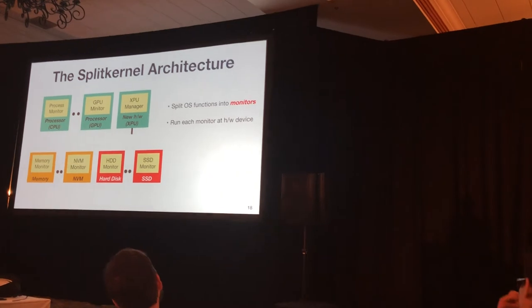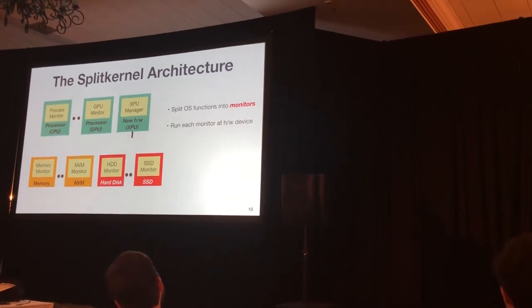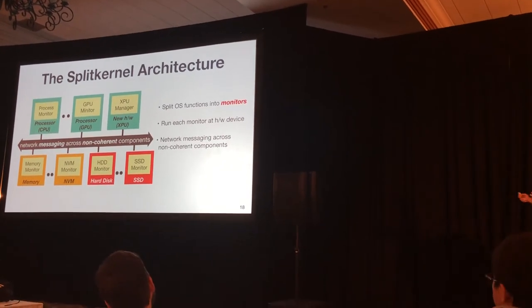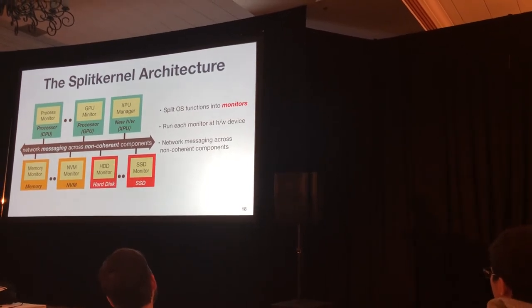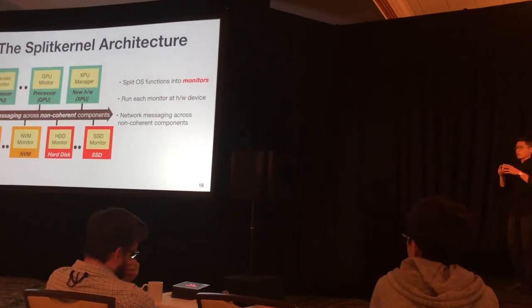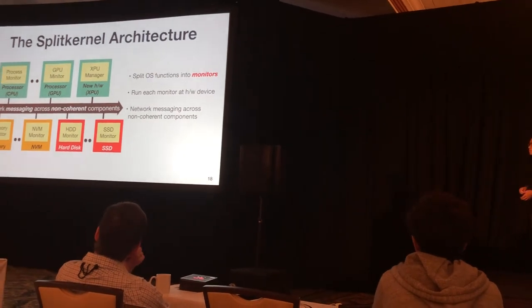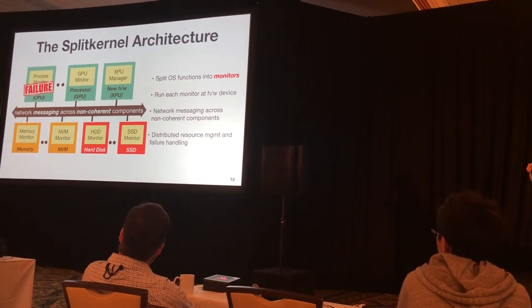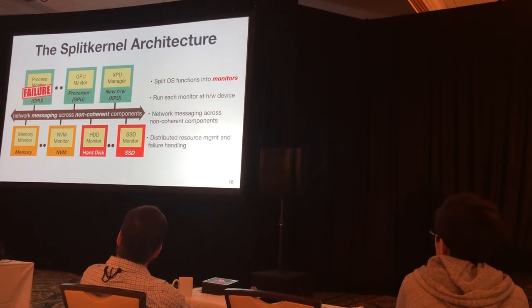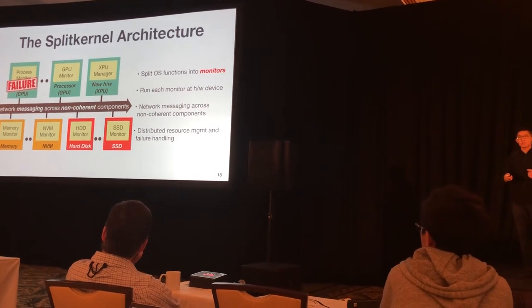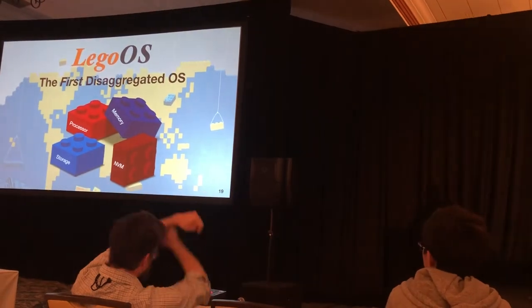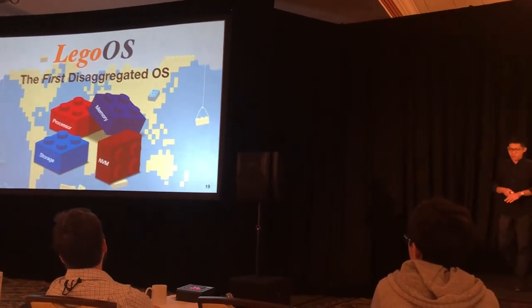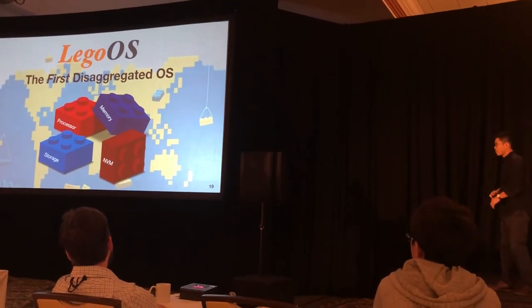The third design of split kernel is a choice of not supporting coherency between components. Doing so can greatly reduce the network traffic, and every component uses explicit message passing to communicate. The fourth is, a split kernel should also manage distributed resources and handle failures. Based on this split kernel architecture, we build LegoOS, the first disaggregated operating system for hardware resource disaggregation.